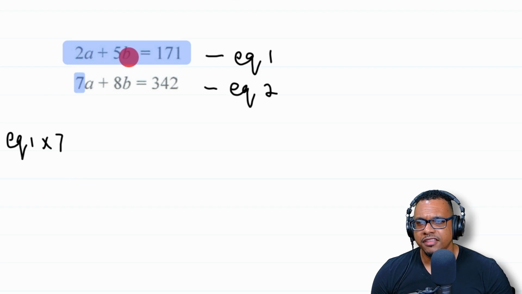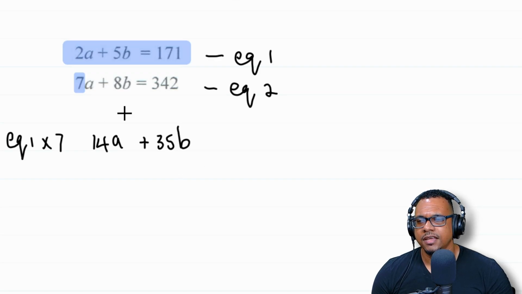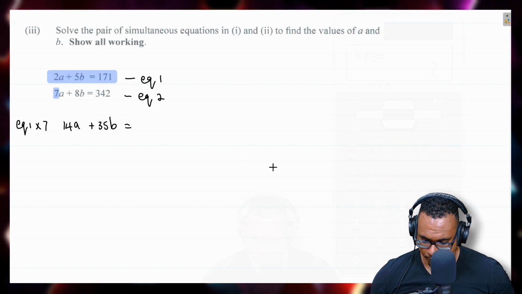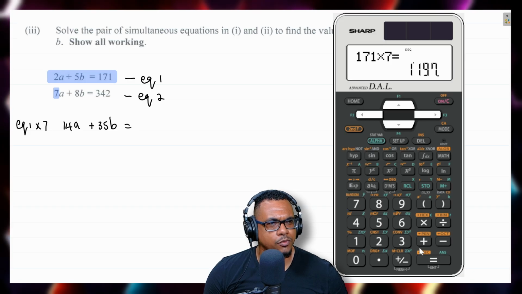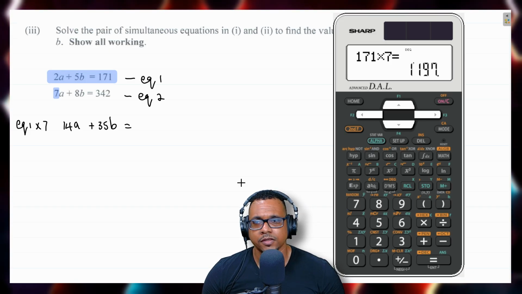So I'm going to multiply everything in equation 1 by 7. So I'm going to have 2 by 7, and I'm going to get 14A. I'm going to have 5B by 7, and 5 7s are 35, so that's 35B. I'm going to put equal, and 171 by 7. So 171 multiplied by 7 is equal to 1,197.